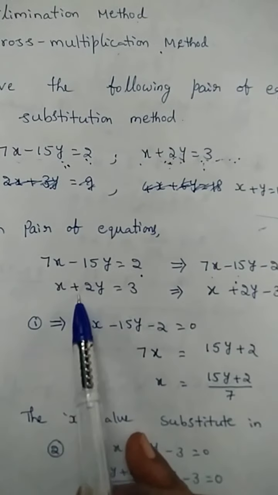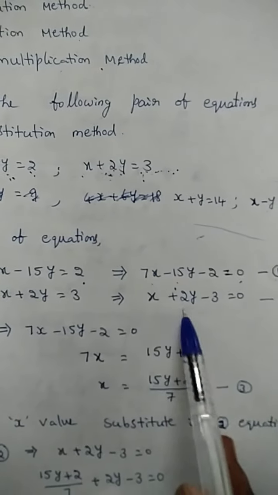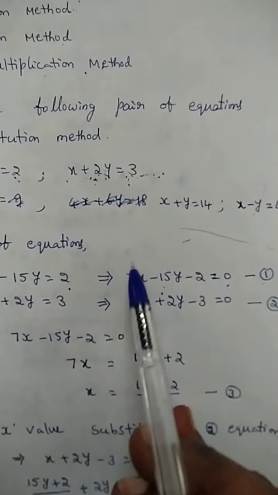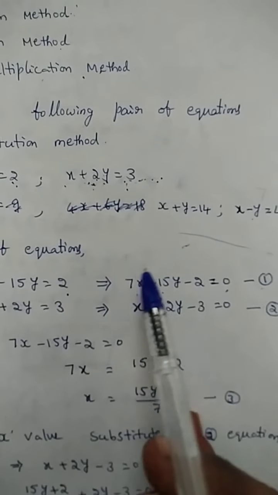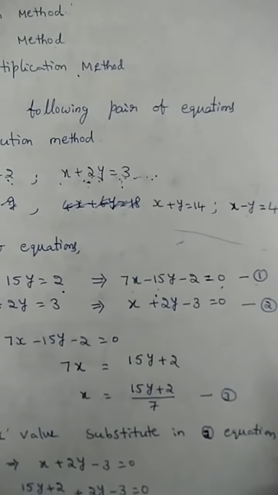Coming to the second equation, x plus 2y is equal to 3. Then x plus 2y minus 3 is equal to 0. Both are to be in the form of a pair of linear equations. Okay, so what is it?